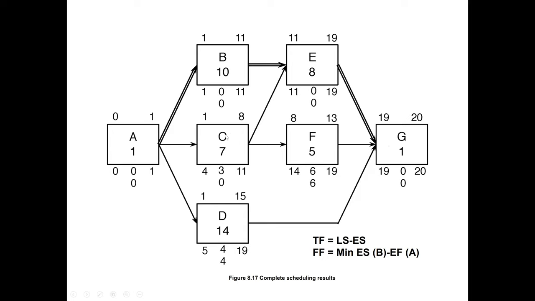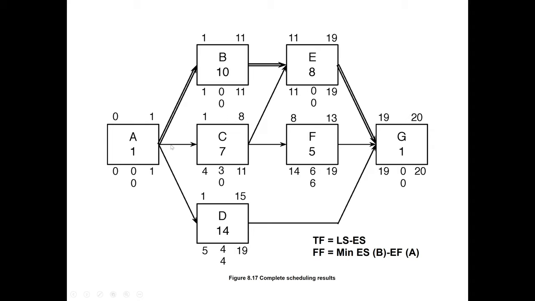But total float for C is three, so this is not zero. Similarly, F's total float is 6, so they are not on the critical path. D's total float is 4, so they are not on the critical path. Only those activities having total float 0 are on the critical path. Now we calculate the free float.